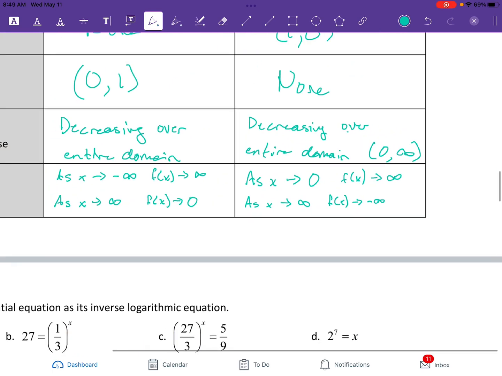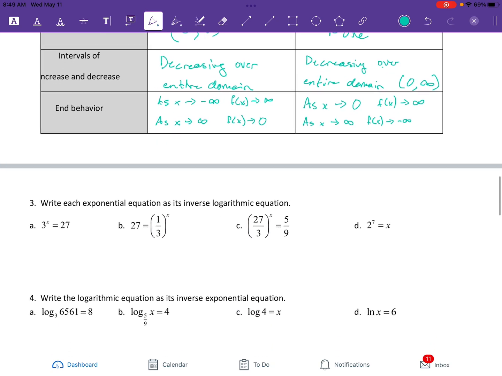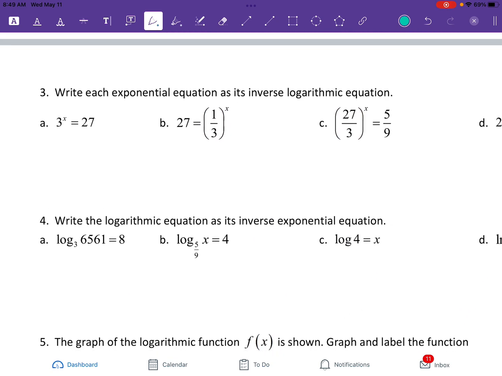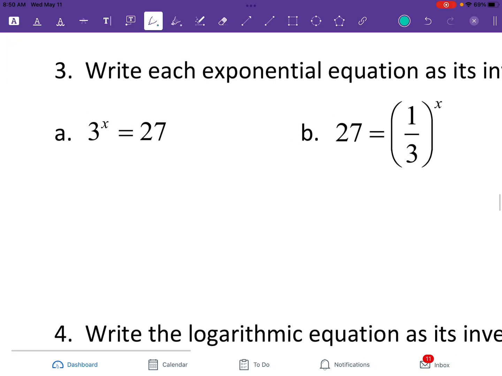And that's the end behavior. All right, next, we're going to transform these exponential equations into logarithmic equations. Now, it doesn't say inverse because there's no x and y to flip. It's just rewriting them as logarithmic versus exponential functions. Okay. So, to remember this, 3 is the base.